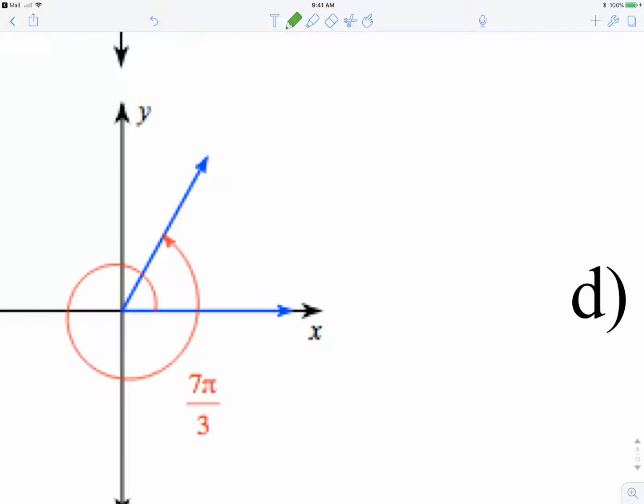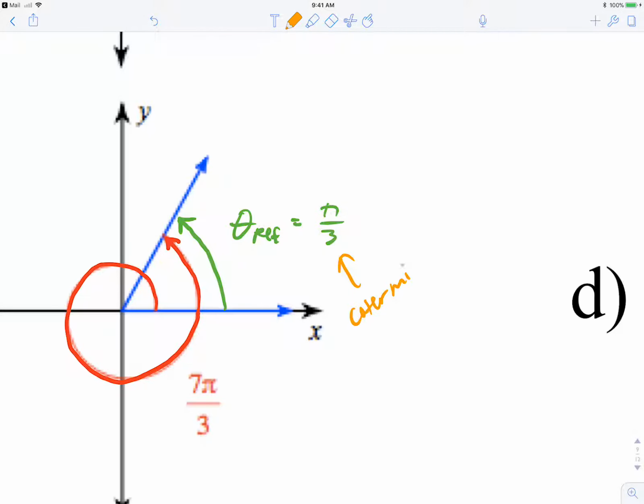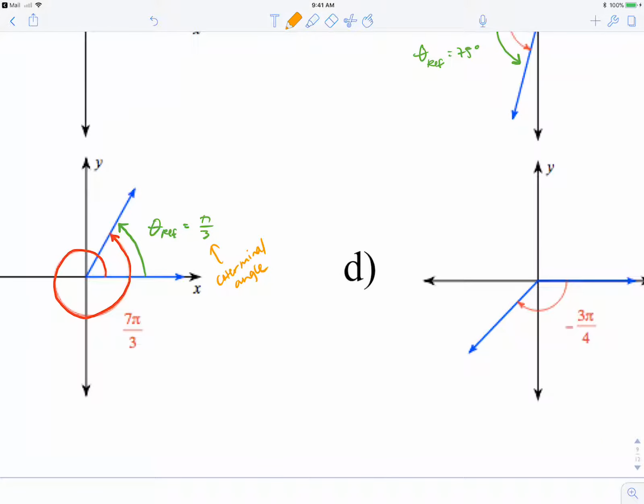All right, 7 pi over 3 is more than a full rotation. So starting here and coming around, well, that would be 6 pi over 3. And then it looks like we're going an additional pi over 3. So the reference angle is going to be pi over 3. And actually, pi over 3 is also the coterminal angle to 7 pi over 3, right? The angle pi over 3 and the angle 7 pi over 3 terminate in the same place, and both are in standard position.